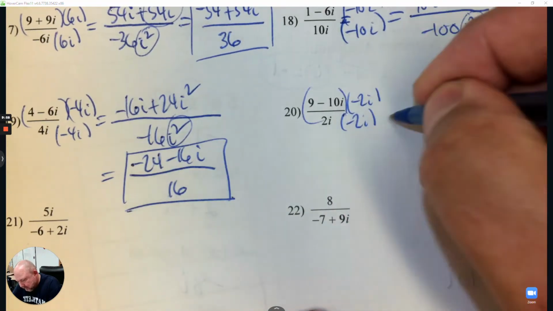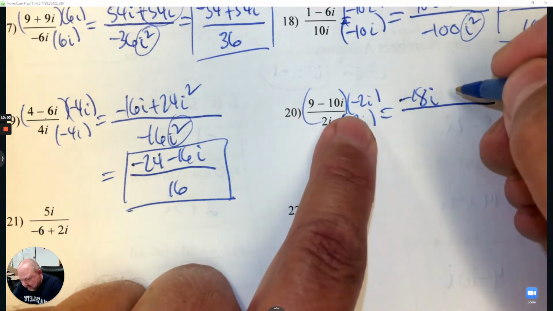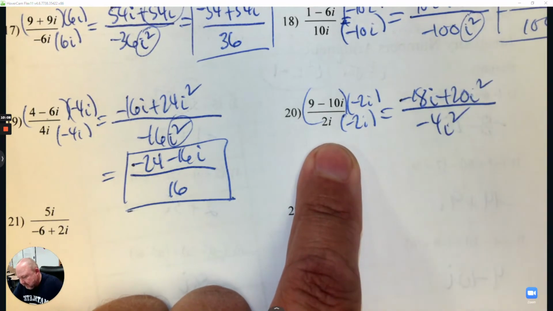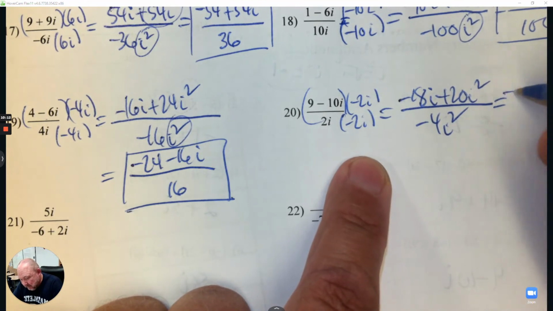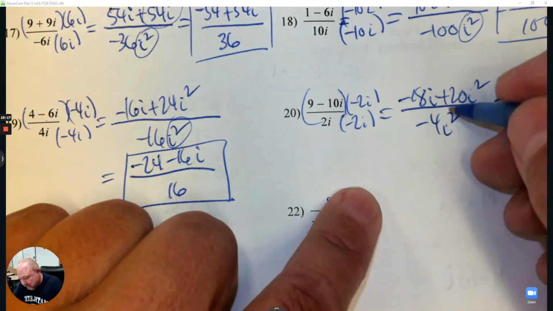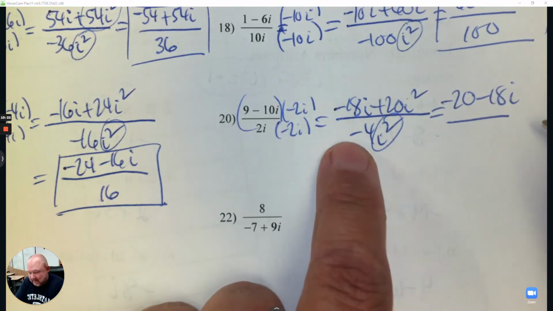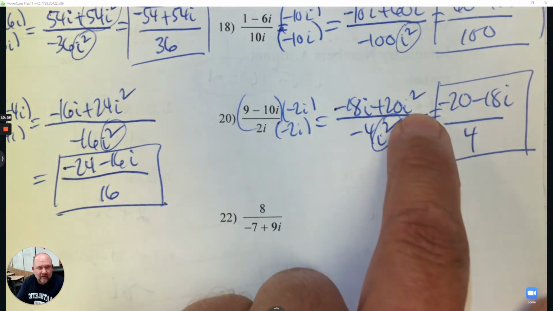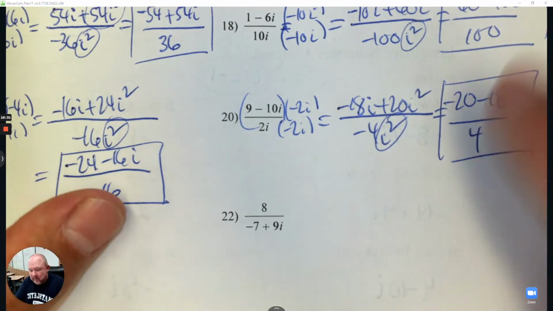Number 20, multiply by negative 2i top and bottom. So again, that's negative 18i. A negative and a negative is plus 20i squared. This is negative 4i squared. There's a fly. The i squared makes that negative 20 minus 18i. The fly wants to get in the video. And then i squared is negative, so that makes it positive 4. So again, i squared changes that to the opposite sign, always. And I'm not worried about reducing it down.